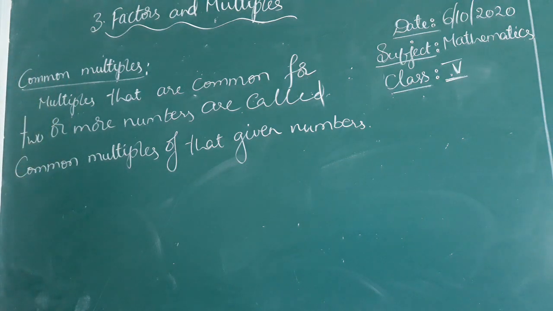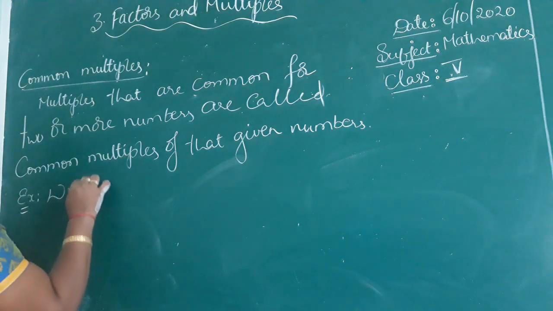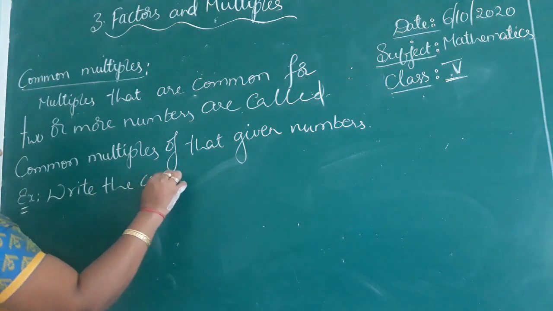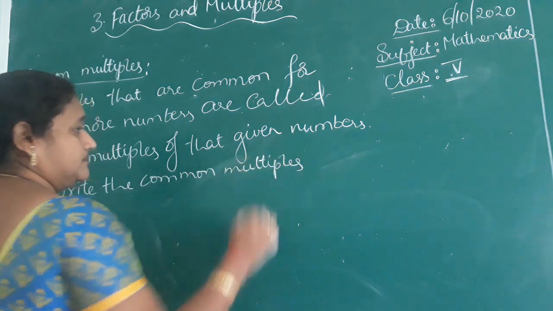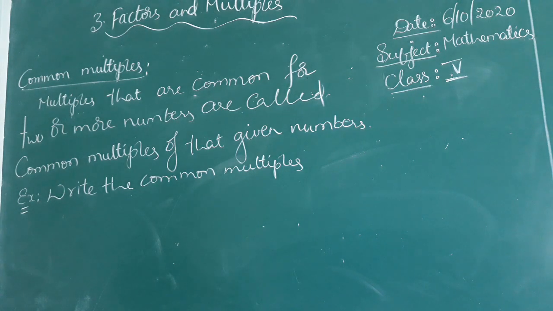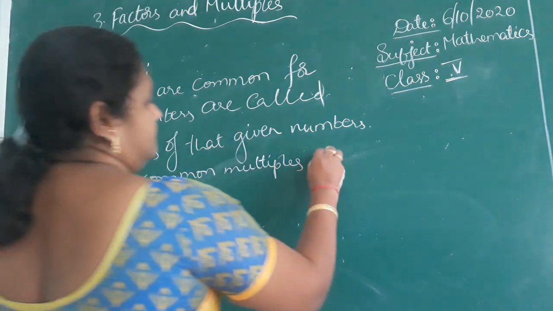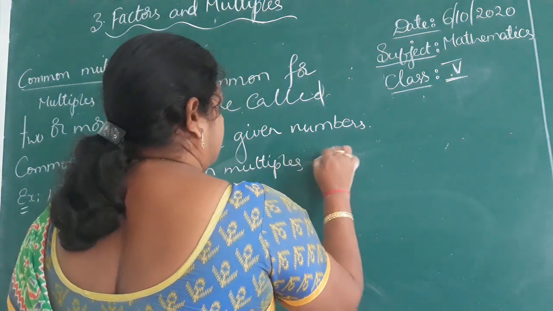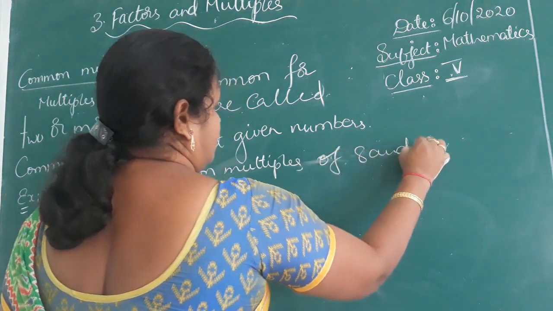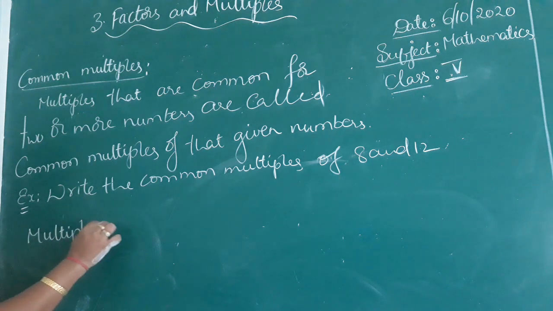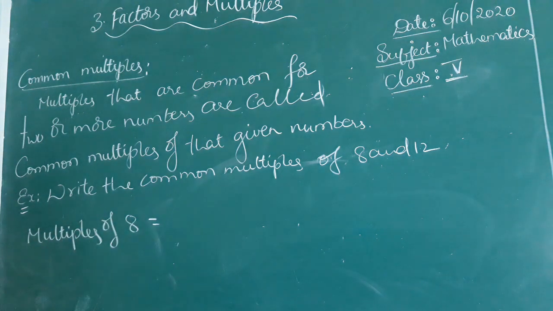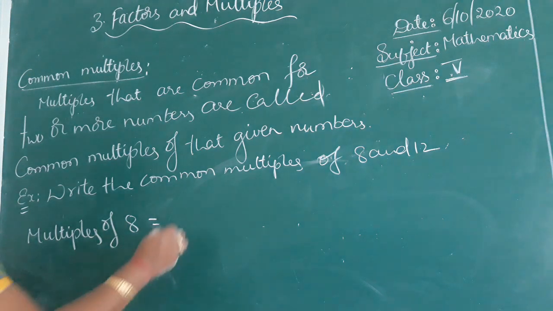Now I would like to write the common multiples of 8 and 12. How will I write the common multiples of 8 and 12? First, write the multiples of 8. What are the multiples of 8?